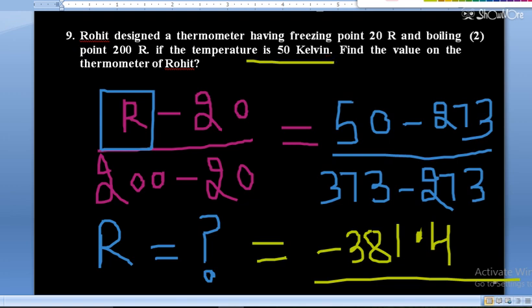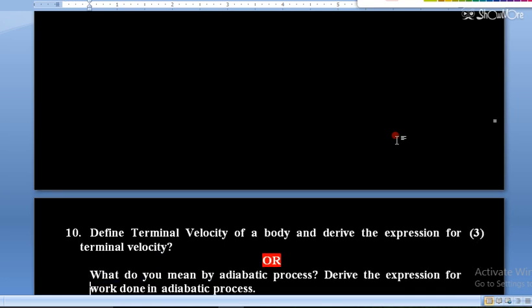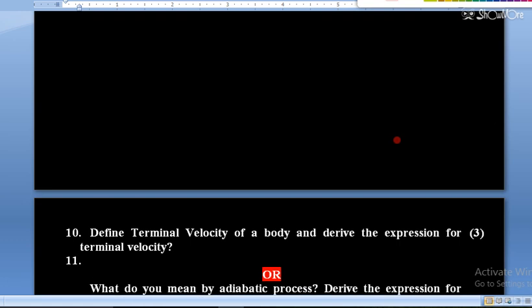If any doubt is there, you can ask. Any confusion? Okay, let's move to the next question. The next question: determine the terminal velocity. Define the terminal velocity of a body.